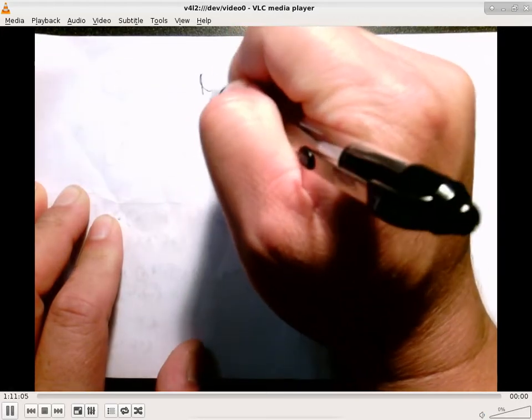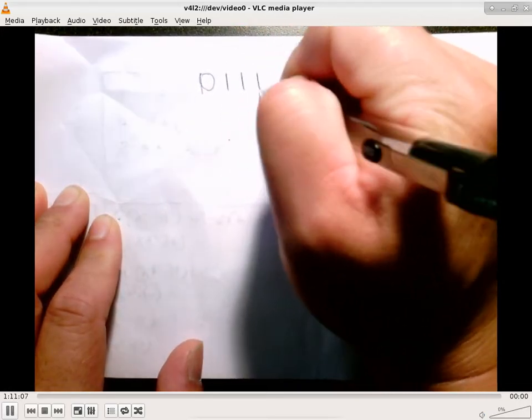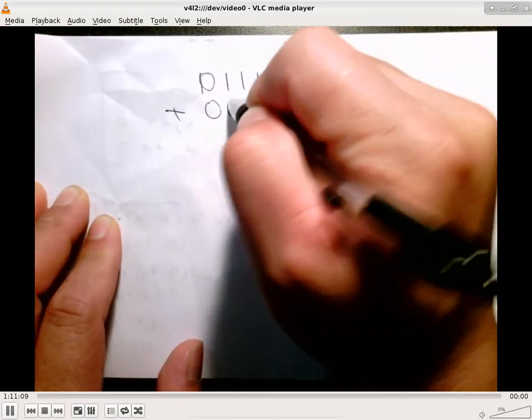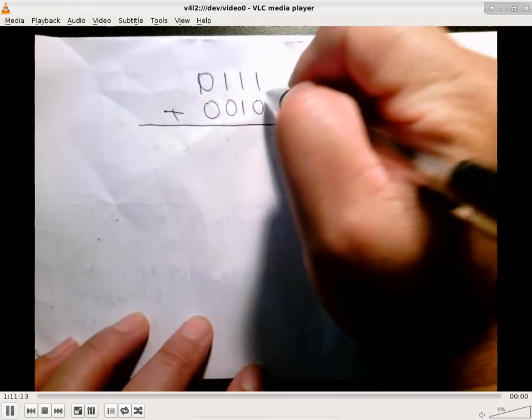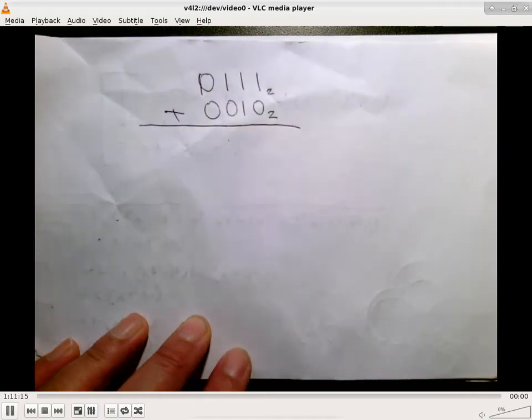All right, so we'll do some binary addition. We'll start with something that's relatively easy, like that. Okay, this is all in binary, so I use a subscript 2 to indicate these are binary numbers.